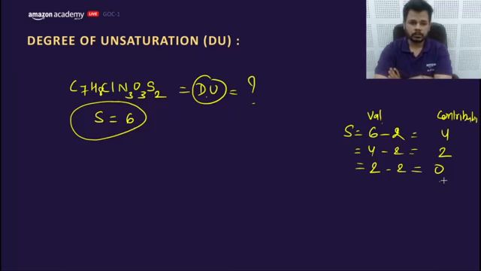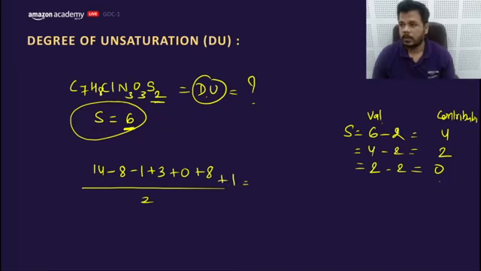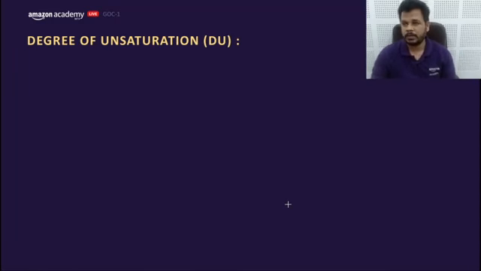Calculate, my dear friends. What would be the DU of this? How to calculate? Contribution of carbon is 2. That means 7 2s are 14, minus 8 for hydrogen, minus 1 for halogen. Nitrogen contribution is 1, times 3. Oxygen contribution is 2 minus 2, that is 0. For sulfur, the valency is given as 6, so the contribution would be 4. 4 2s are 8. Divided by 2 plus 1. The answer would be 9. So this is the best way to calculate degree of unsaturation, which is a very important concept.